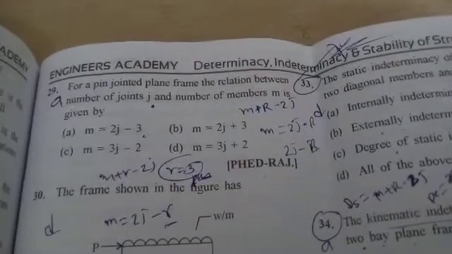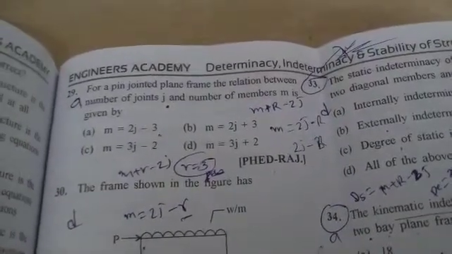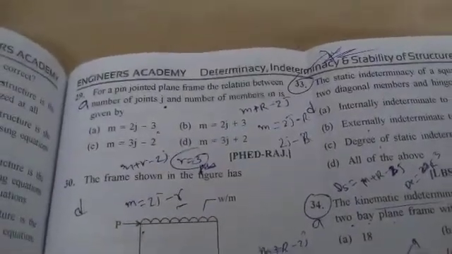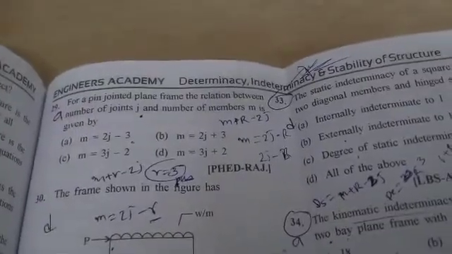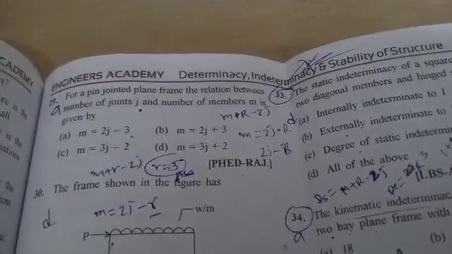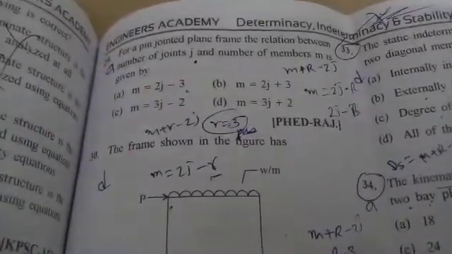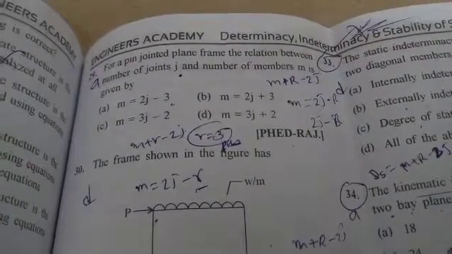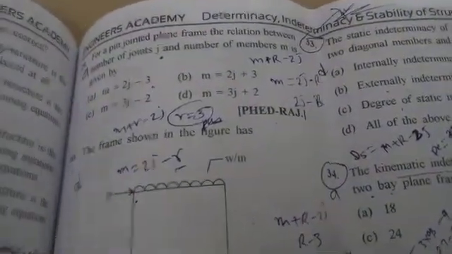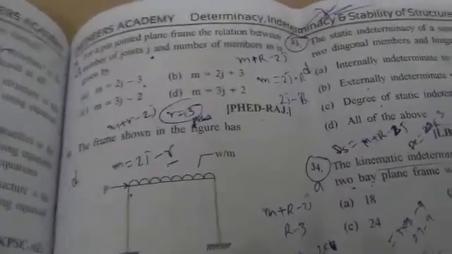Let us play with question number 29. For a pin joint plane frame, the relation between the number of joints J and the number of members M is asked. M plus R minus 3, where R is 3, so M is equal to 2J minus 3. The things I have written using the pen are not here, please don't see that. Just memorize this, because in the examination you will not have time to derive it. For a pin joint plane frame, M is equal to 2J minus 3. That's it, nothing else.